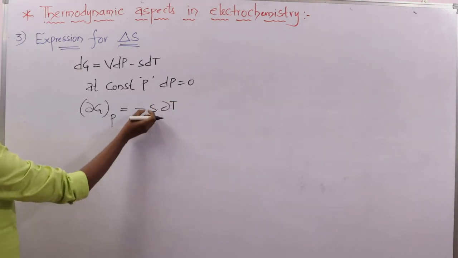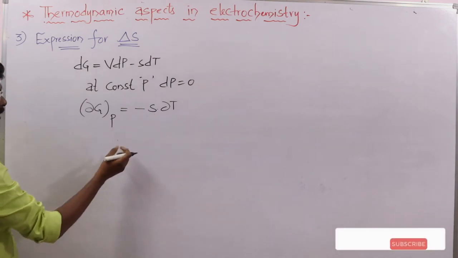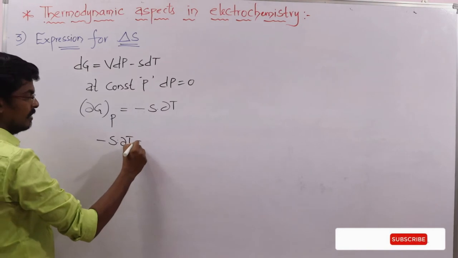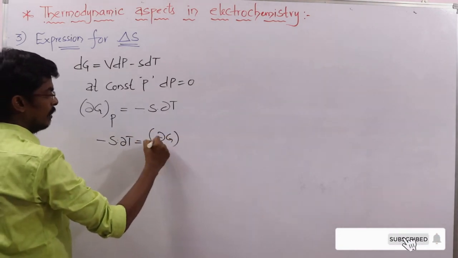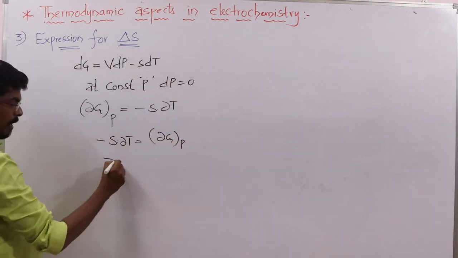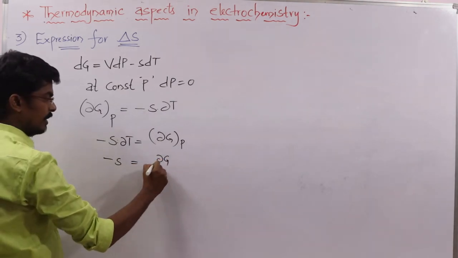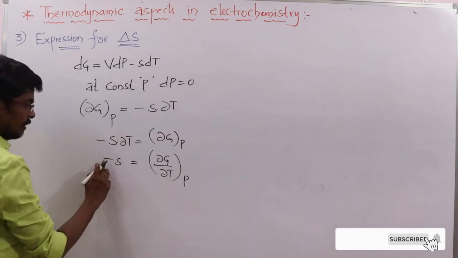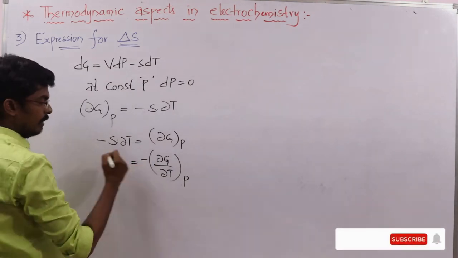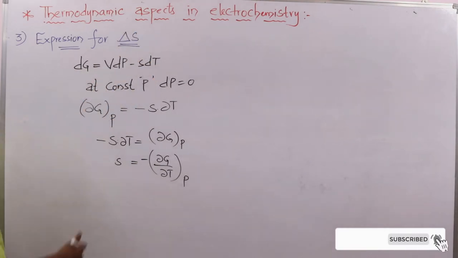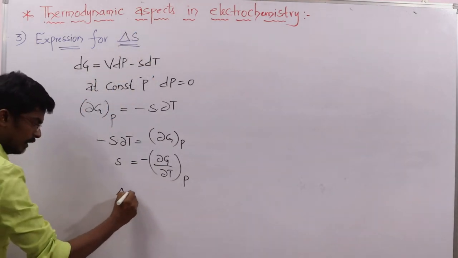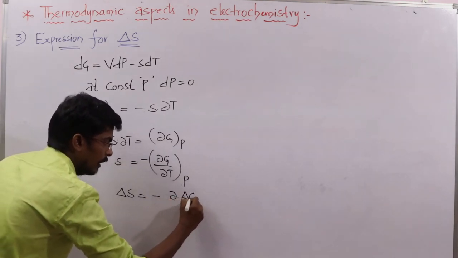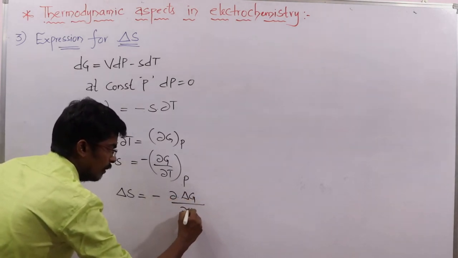So we need entropy. Minus S dT is equal to dG at constant pressure, so minus S is equal to dou G by dou T at constant pressure. Since we need the change in entropy, I will take delta S. So what you get is minus dou delta G by dou T.